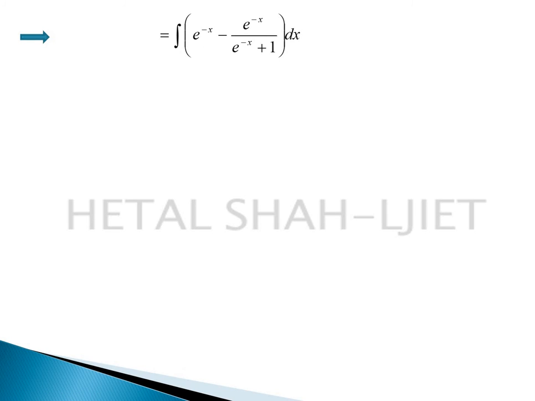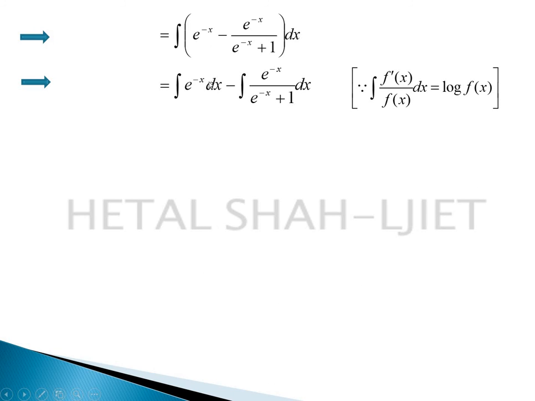Now your right hand side, like this, means split into these two terms. By splitting into these two terms, there is no change in the value, but it's very easy to find the integration. So integration of e raised to minus x dx and integration of e raised to minus x upon e raised to minus x plus 1.